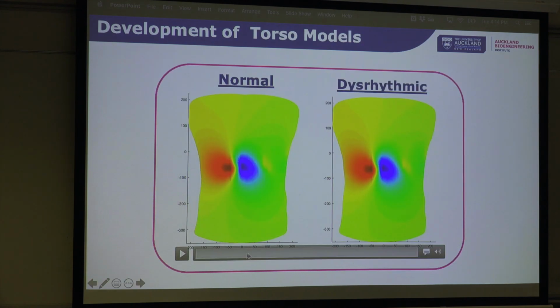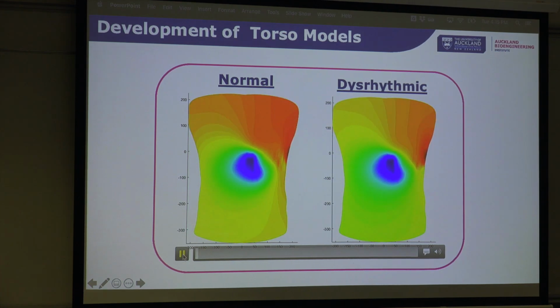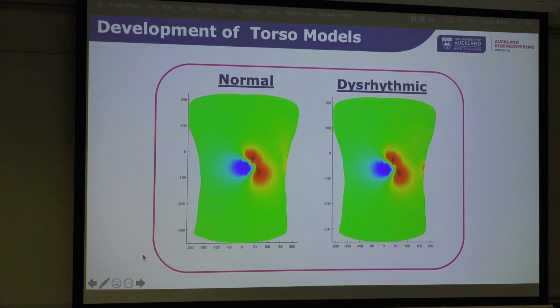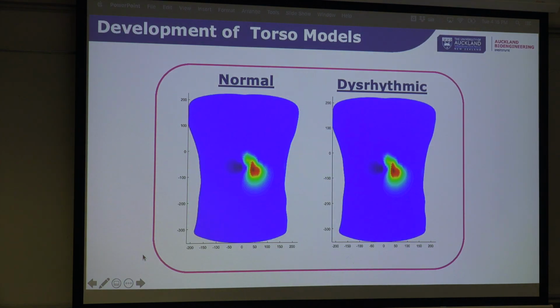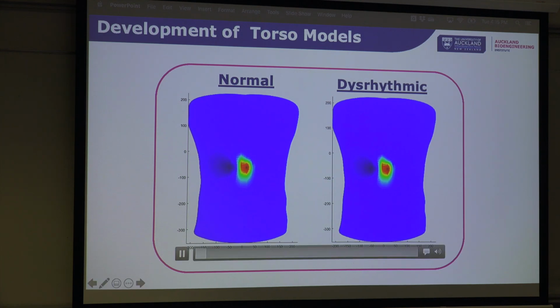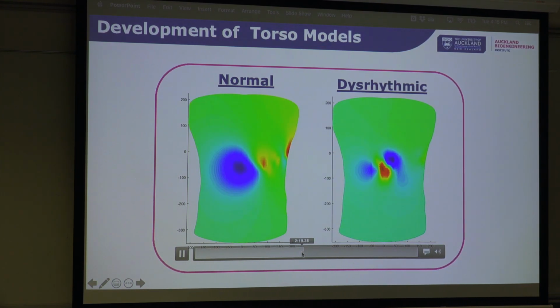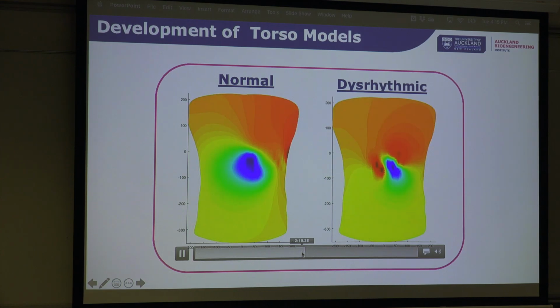So I'm now going to show you the exact same clip with normal and dysrhythmic on the body surface. Again, they're going to start off very similar. And then over time, they're going to become completely destabilized. And because we're going to run short on time today, I'm going to jump ahead. And we can see that they're completely destabilized.